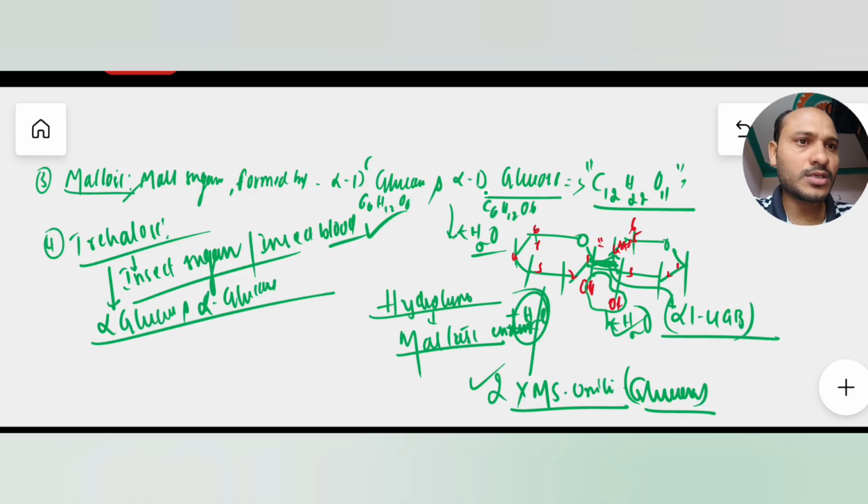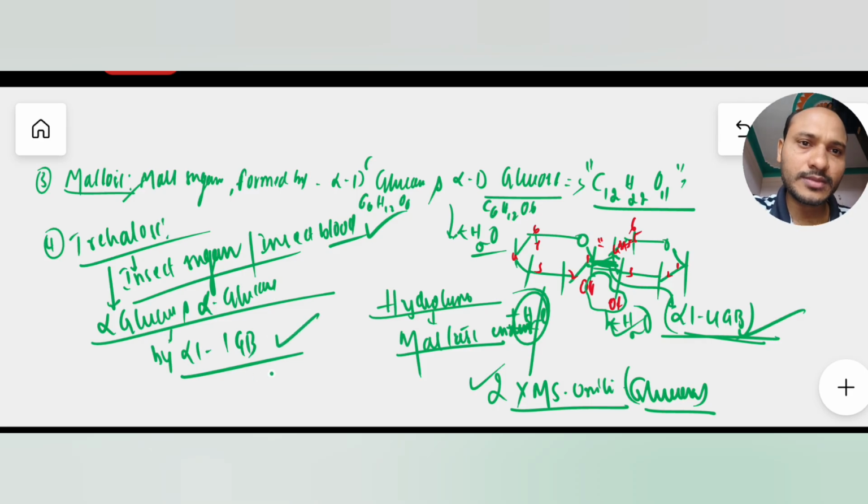In maltose also the two monosaccharide units are glucose, but we have a major difference between the glucose and glucose. In maltose the bond will form as a 1,4 glycosidic bond, but in trehalose the bond is an alpha 1,1 glycosidic bond only. How? For example, if you see the glucose structure like this, here we need to draw one more glucose structure like this.